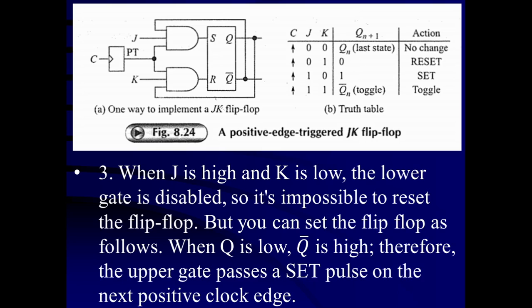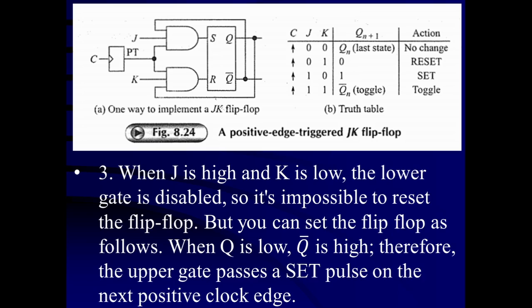Here the S input is labeled as J and the R input is labeled as K. So the S and R inputs are interchanged by the nomenclature J and K. And the third thing: the true output Q is connected crossover to one of the inputs of the lower AND gate, and Q bar is connected to one of the inputs of the upper AND gate. This way, the JK flip-flop was prepared.